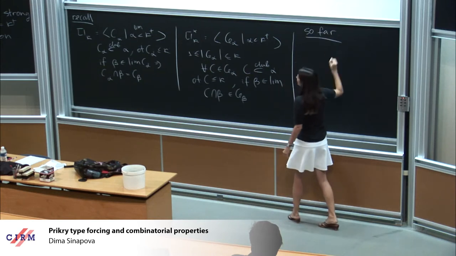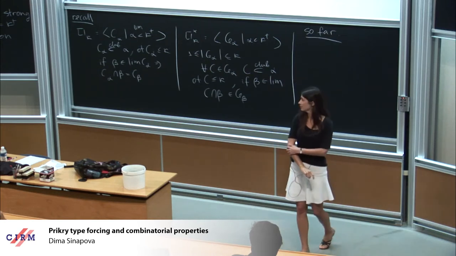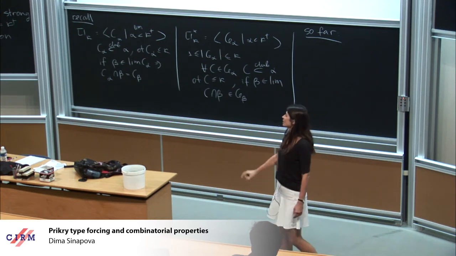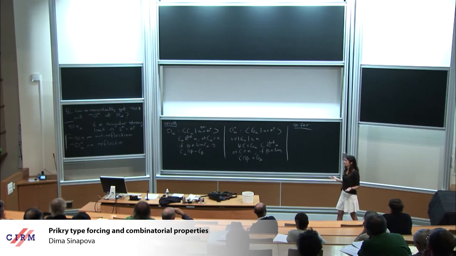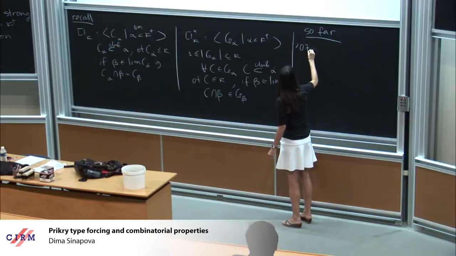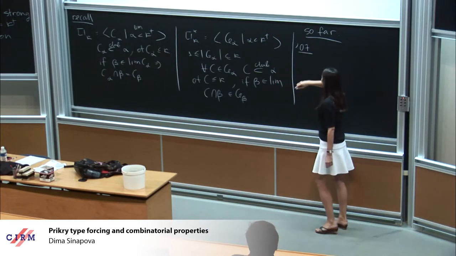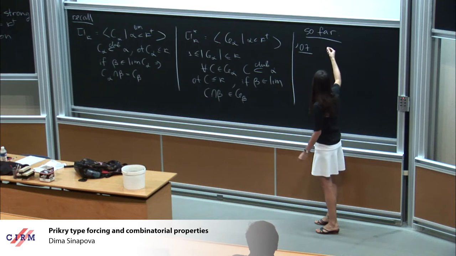Now, what do we know so far? Until maybe 10 years ago or so, this question was also asked about whether one can get failure of SCH and failure of weak square at any cardinal kappa. And in '07, the key result in the history of this problem was by Gitik and Sharon.